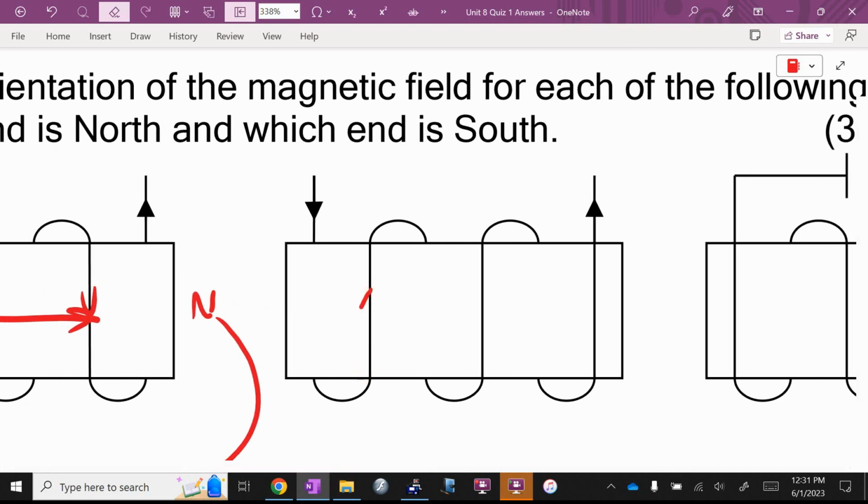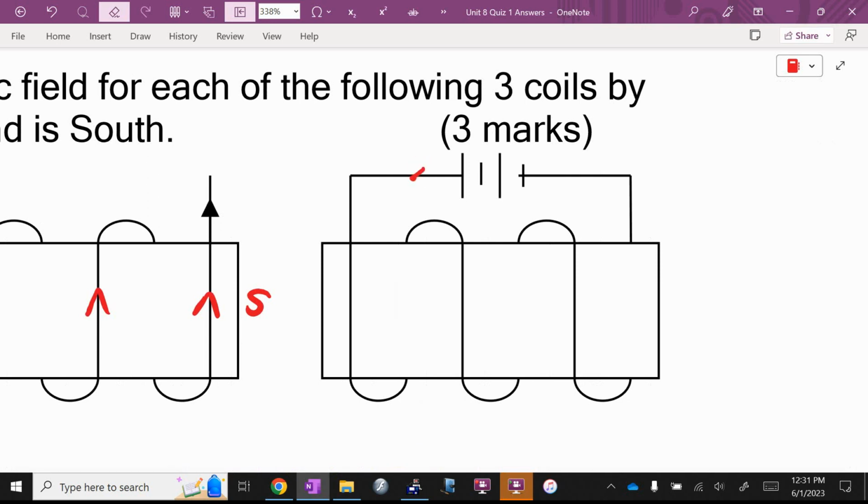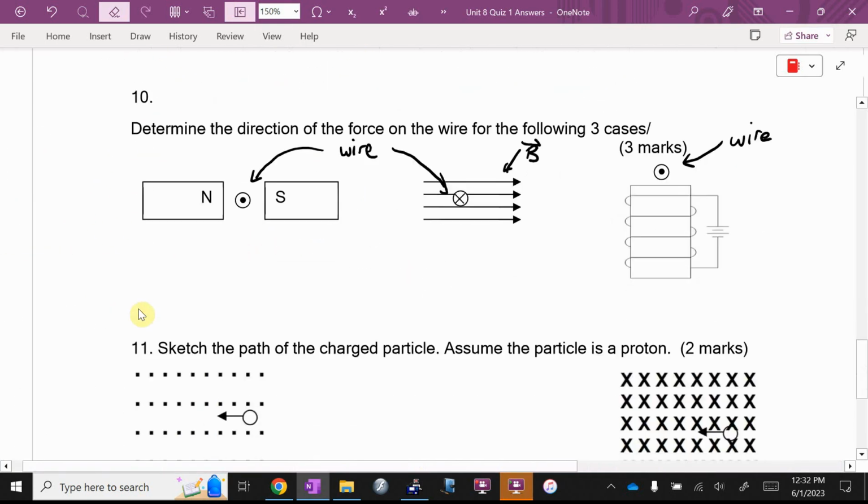B. Yeah, you're right, but it's the opposite of A. So I'm pretty sure north, south. Yes? C was a trickier one. I really had to think about this. Okay, hang on. Current going this way. Oh, no, wait a minute. This isn't too bad. Curling over the top. You know what? North there, south there.